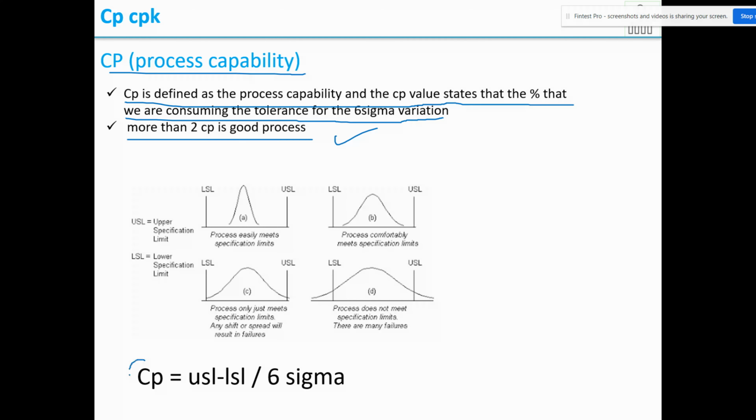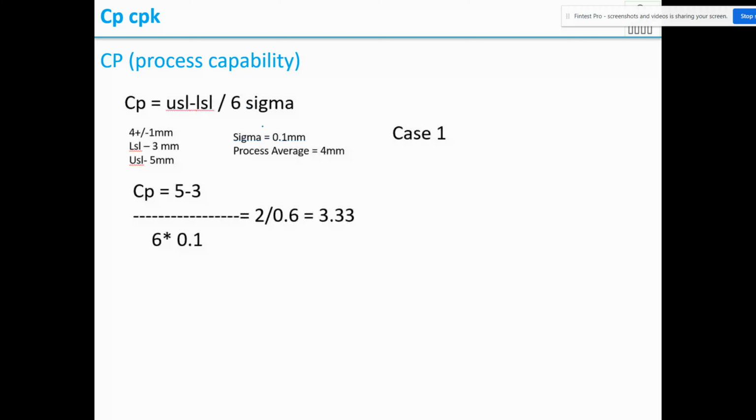So this is the formula for CP. CP is equal to USL minus LSL divided by 6 sigma. In this example, the dimension is 4 plus or minus 1 mm. LSL is 3 and USL is 5. Sigma is 0.1 mm. Process mean is 4 mm. So the CP value is 3.33.